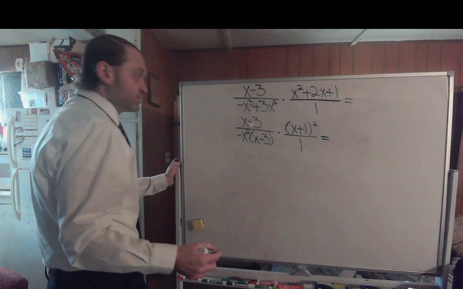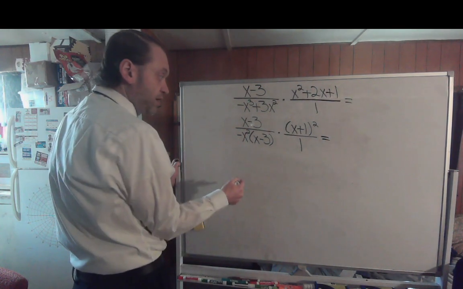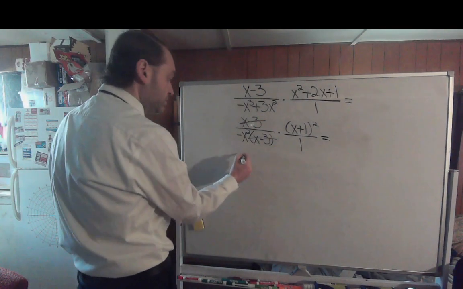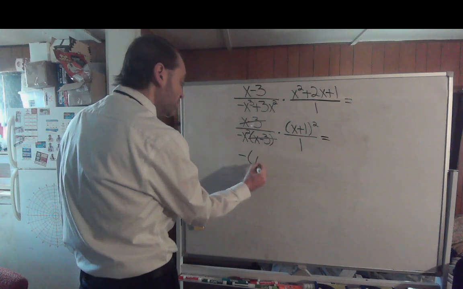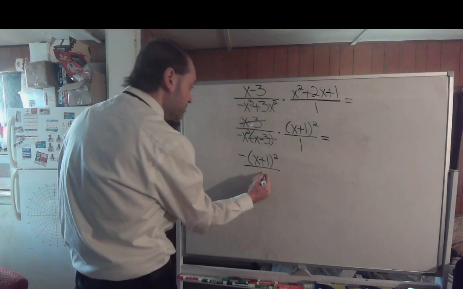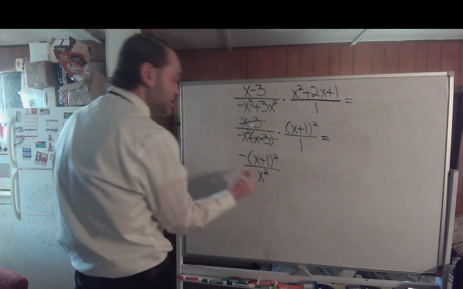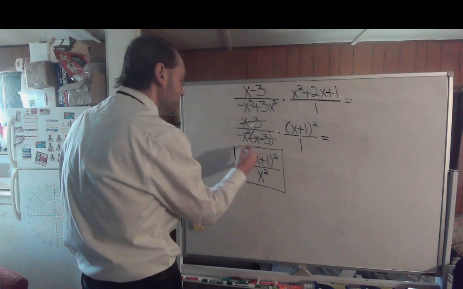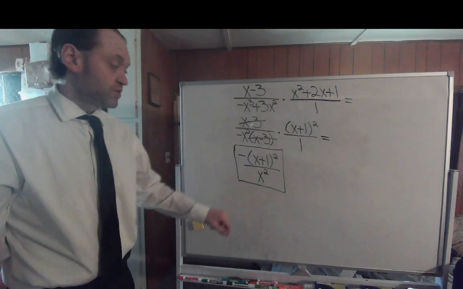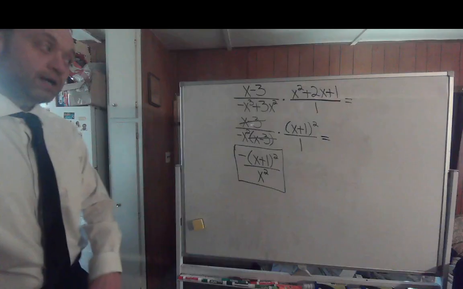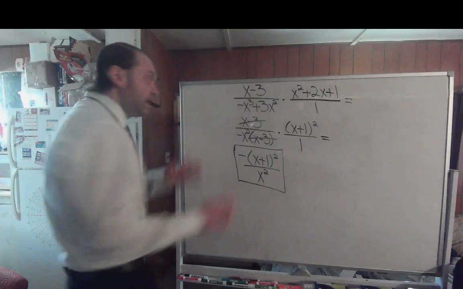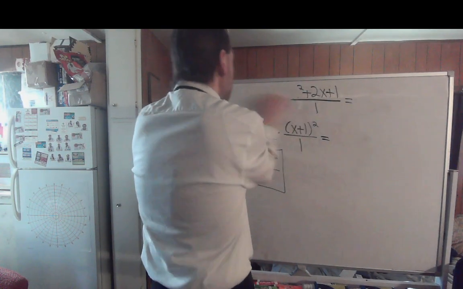So we can cancel things out. Between the numerator and denominator, the x minus 3's will cancel. So you're literally left with negative of the quantity of x plus 1 squared divided by x squared. And that's the best we could do to simplify this. This would turn into negative of the quantity of x plus 1 squared over x squared. Alright, so now let's move on to dividing rational expressions.